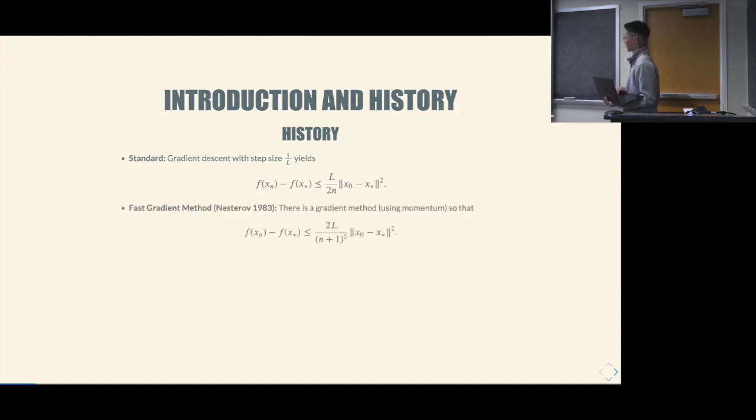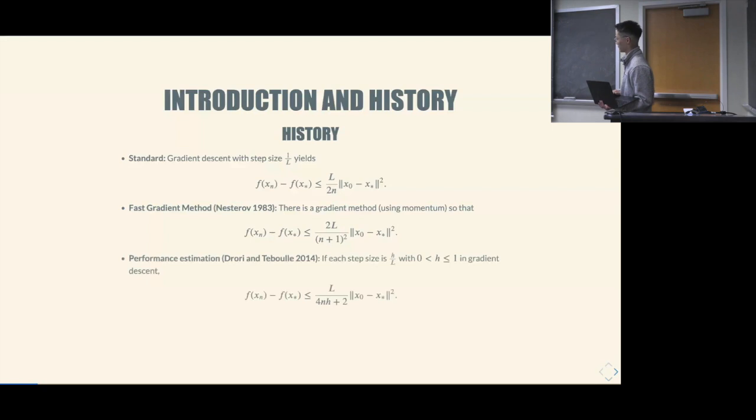The surprising work of Nesterov in the 80s showed that, in fact, you can do better using a technique called momentum. Again, I have not defined what momentum is yet, but I will momentarily. And this improves the convergence rate of this method from 1 over n to 1 over n squared, so a much faster convergence rate. And it turns out that up to a constant, this 1 over n squared is roughly optimal.